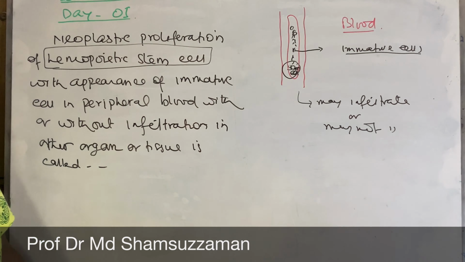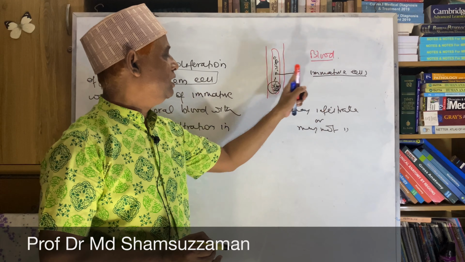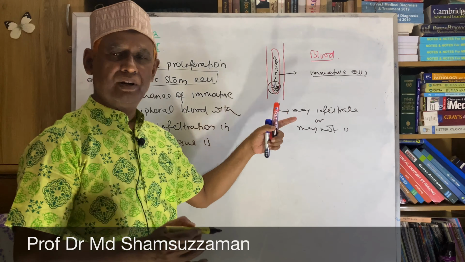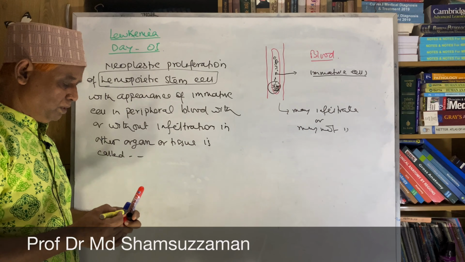So it is the cancer of the hematopoietic stem cell in bone marrow. Due to the cancer, immature cells come into the blood, and this immature cell or leukemic cell may infiltrate other organ or tissue. Whether it infiltrates or not, it is called leukemia by definition.